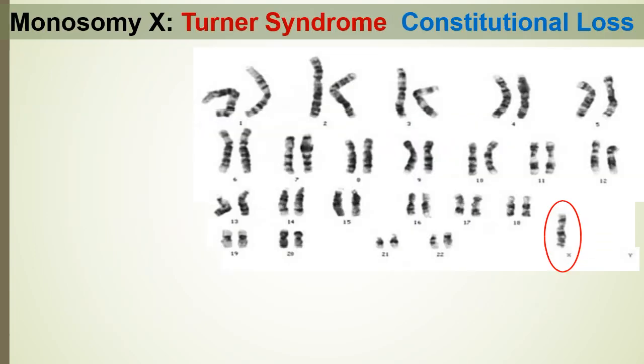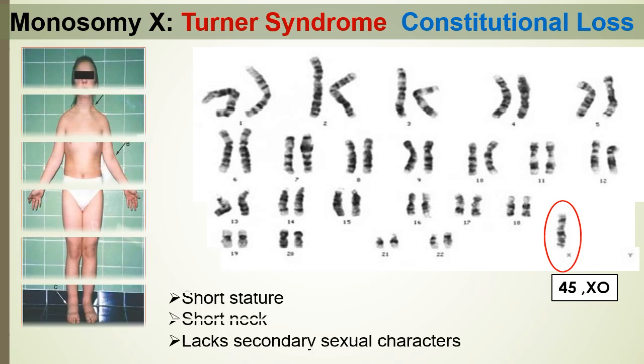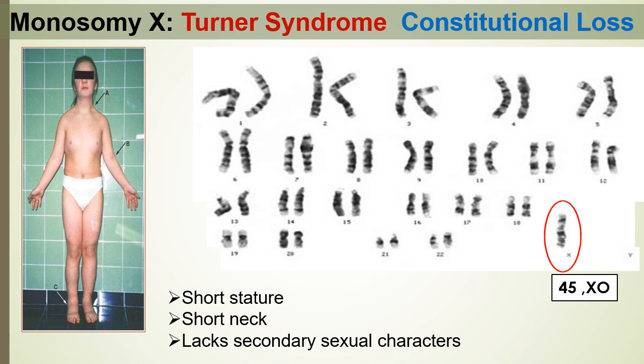Now let us look into the karyotype of a Turner syndrome individual. In this karyotype we can see that one sex chromosome is missing, so it can be designated as 45, XO. In this individual we can see short stature, short neck and lack of secondary sexual characters.